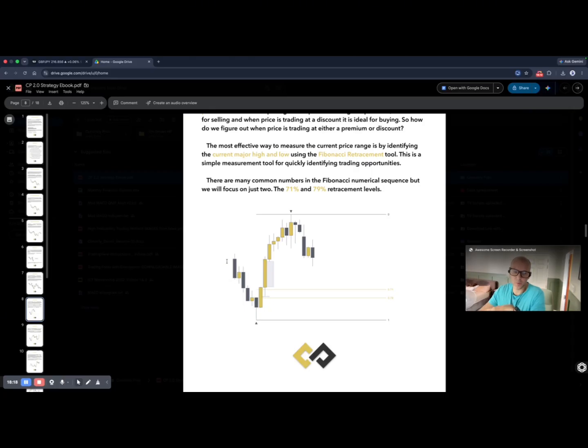So again, in this example here, we've got a nice swing low here. Price has pushed up aggressively, which is great. It's left behind a H4 imbalance, or an imbalance. We don't know it's the H4, but here's an imbalance anyway.